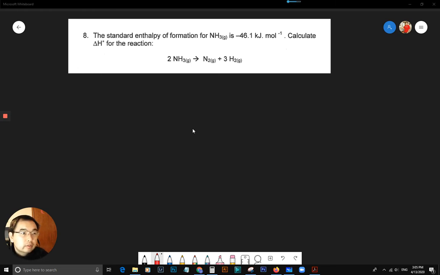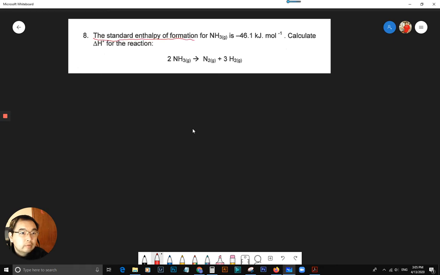For this question, we know the standard enthalpy of formation of ammonia is negative 46.1 kilojoule per mole. Okay, and we're looking for the enthalpy of this reaction. So what is the enthalpy of this reaction? We're looking for this.